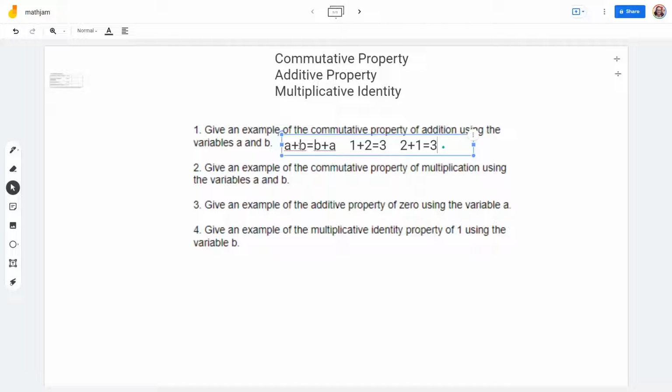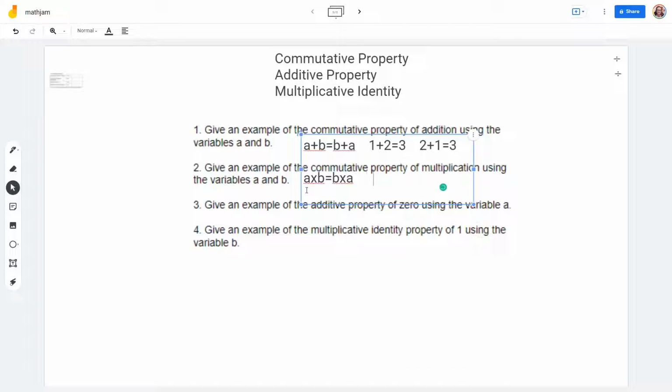So let's look at our next question here. It says, give an example of the commutative property of multiplication using the variables a and b. So let's go ahead and take a look at that. Now remember, we just learned that the commutative property means that no matter which order the numbers or letters are in, it's going to equal the same. So they want us to use a and b again. So we can say a times b is going to equal the same as b times a.